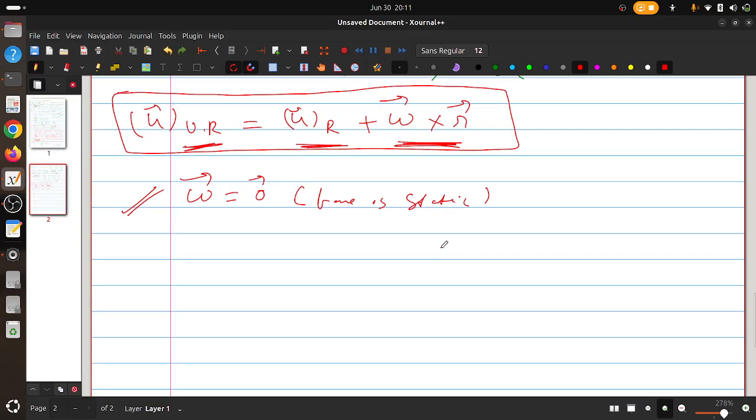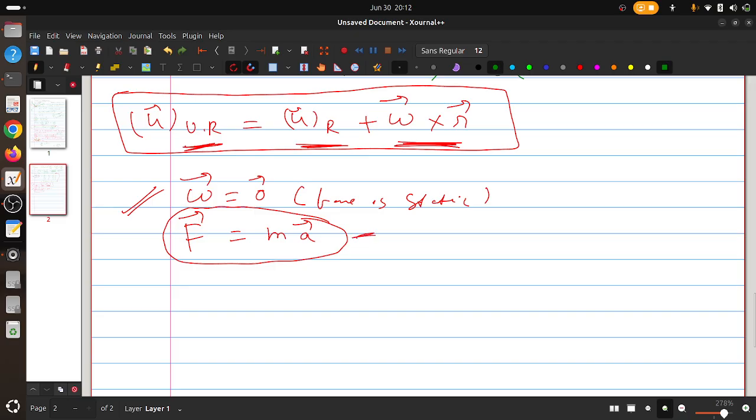Now velocity is one thing, but remember that Newton's laws of motion are formulated in terms of acceleration. Newton's second law tells us that F is equal to ma, right? So forces give the acceleration. So you have to see how the acceleration changes, and then from the acceleration we can figure out the forces that act on the particle in a rotating frame. That is our goal here.